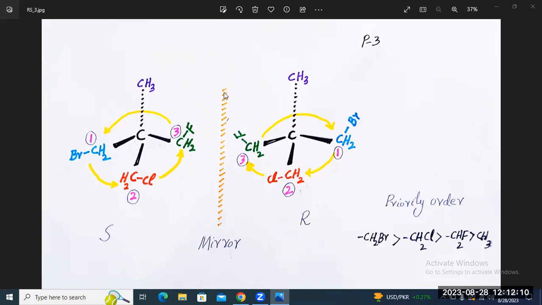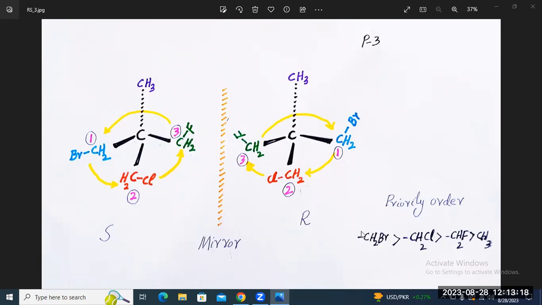Similarly, if we put the mirror in between, we would get the reflection of this on this side. And you can again see this is number 1 having Br, this is number 2 having Cl, this is number 3 having F. So we will move from this CH2Br group to this group, and this to this, and this. You can see here, this is clockwise rotation. So this enantiomer, or the mirror image of this, can be represented by R configuration. You can see here the priority order. So on the basis of the priority order, we can assign the configuration, the absolute configuration.